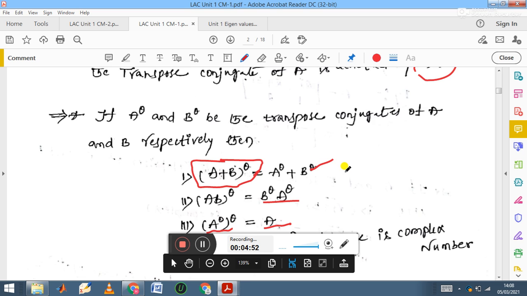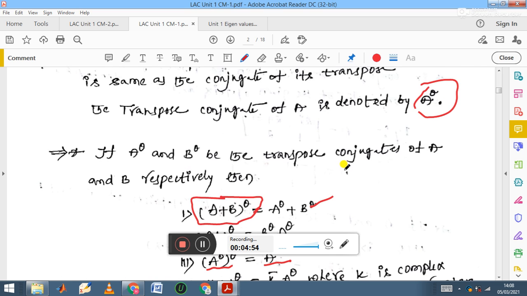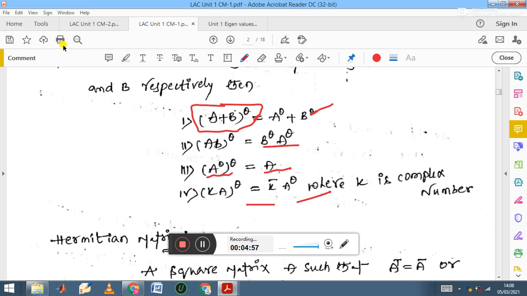Suppose for transpose conjugate you take one matrix, A equals the matrix 2i, 3, 4, 5. If they ask for 2 marks to find A power theta or the conjugate transpose, first you take the conjugate, then you transpose it. Otherwise, first you transpose, then you take the conjugate.